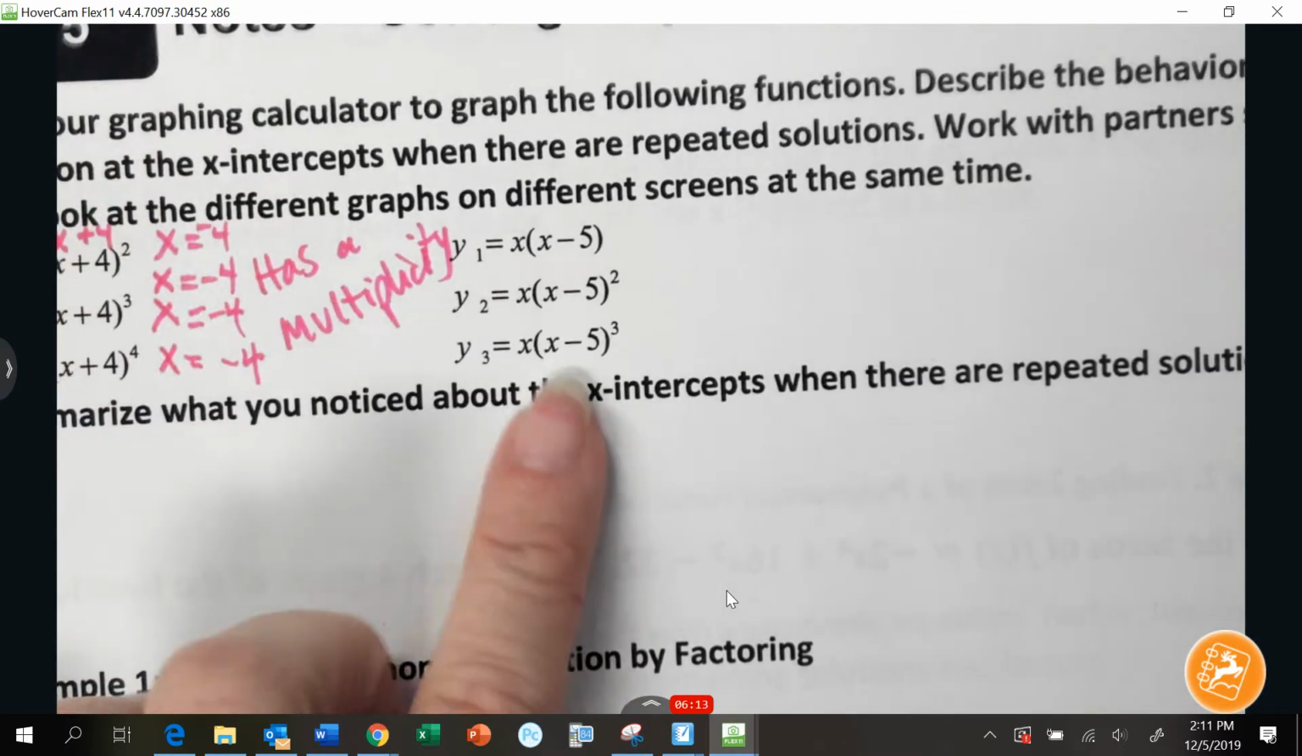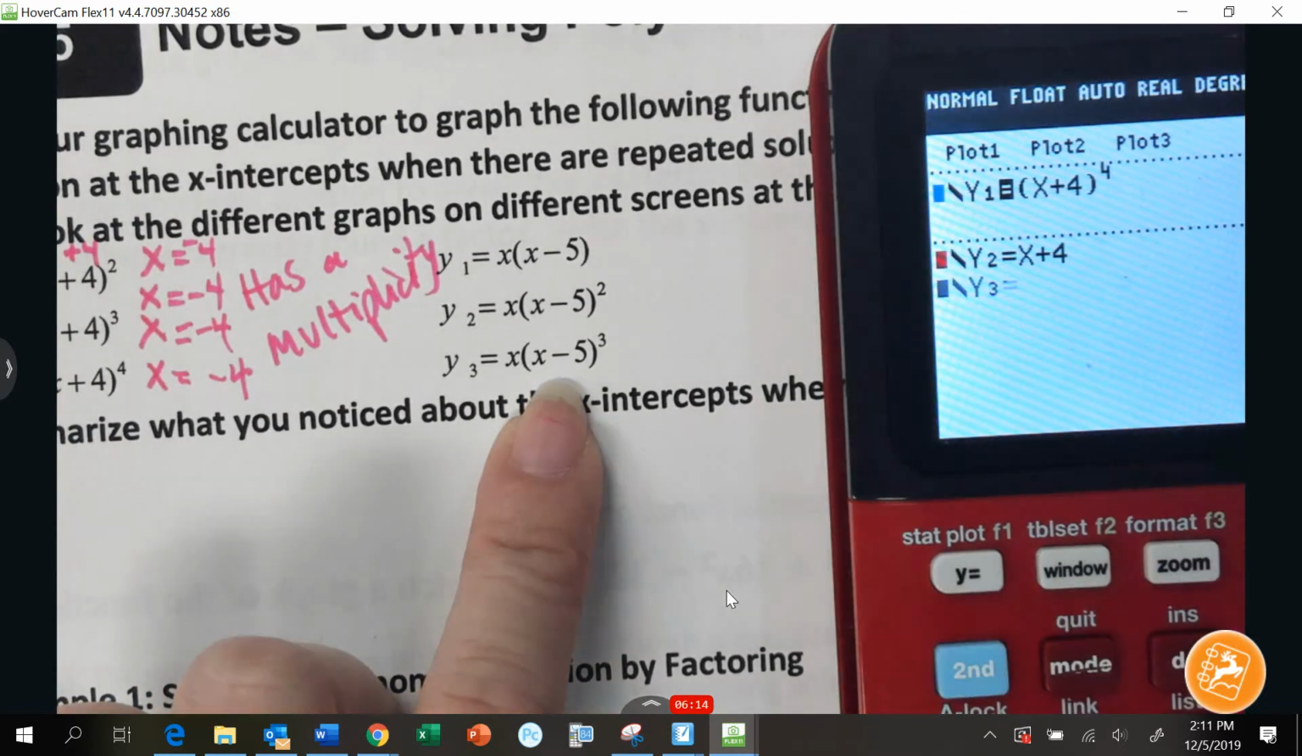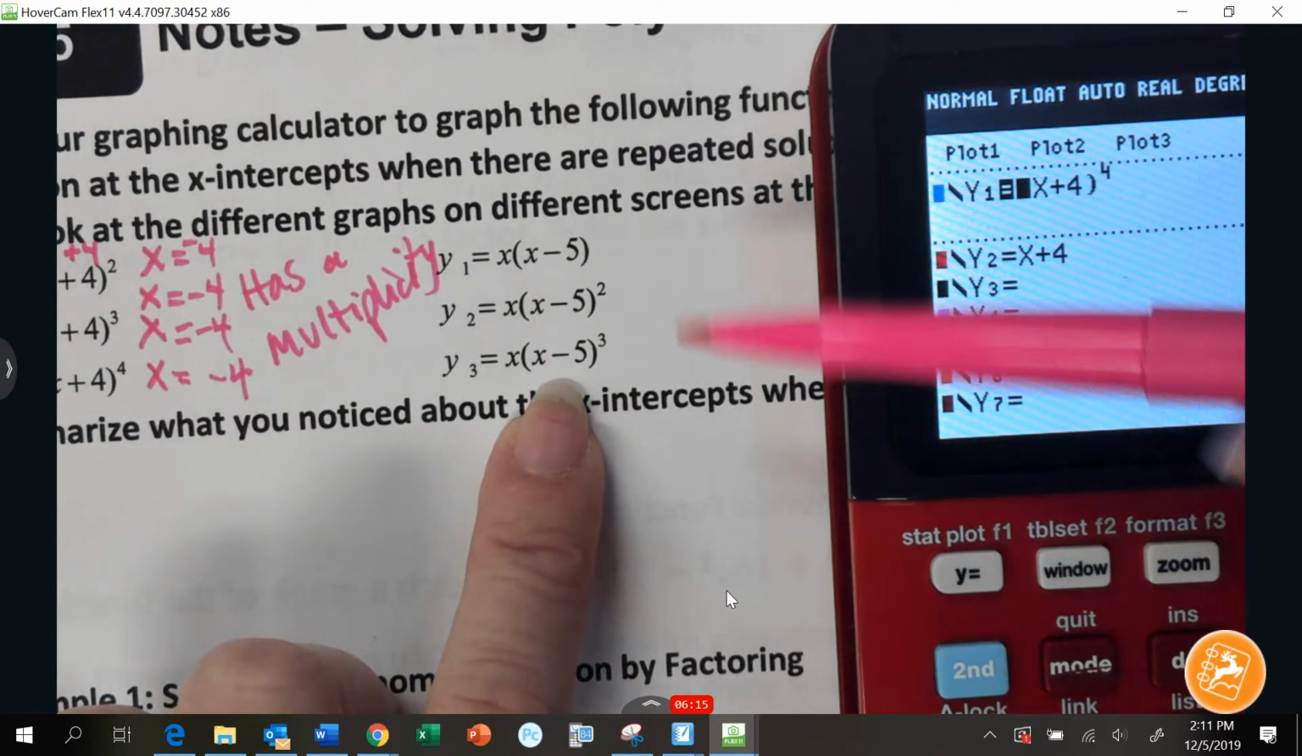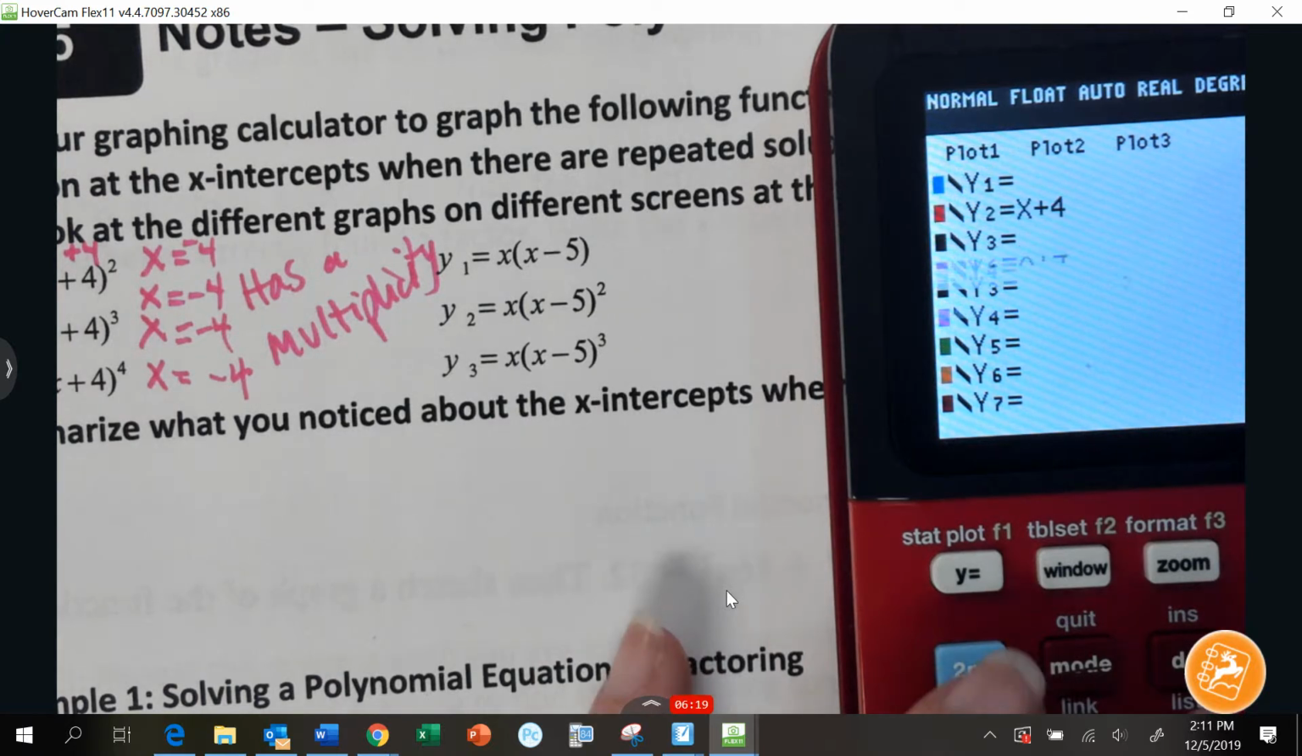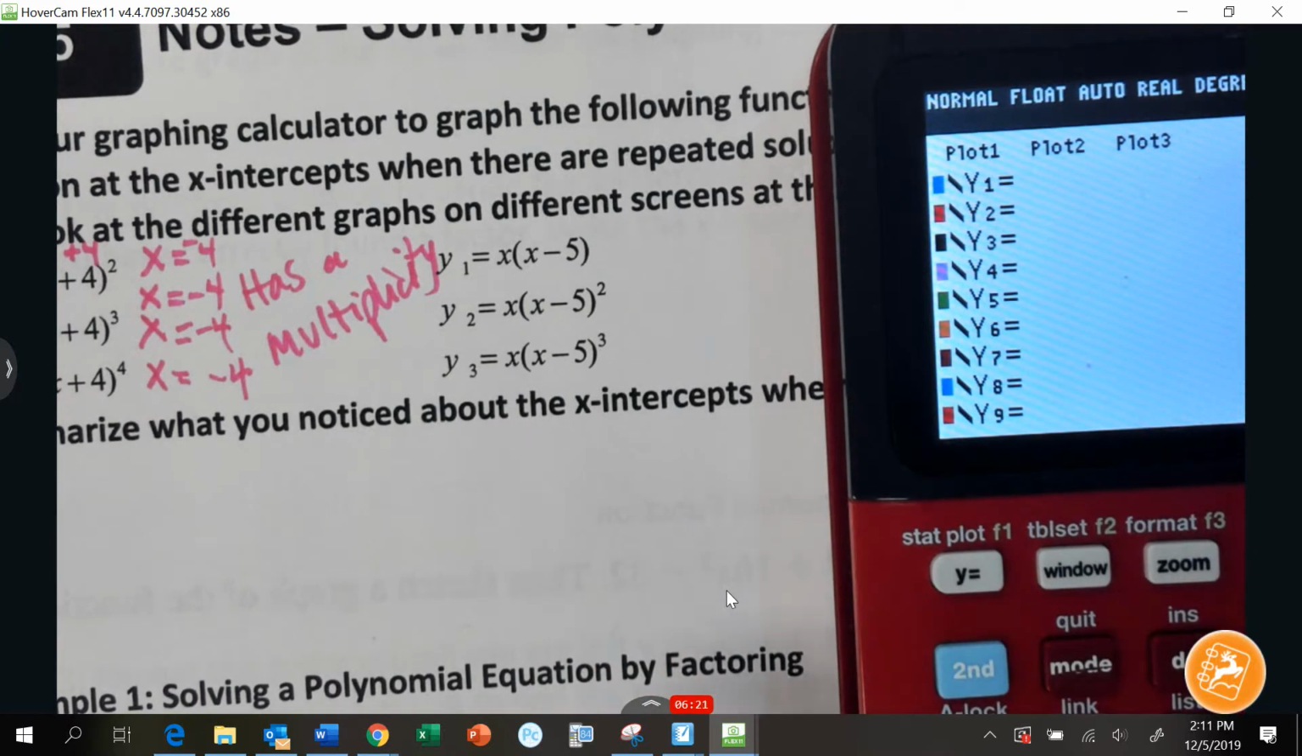Okay? So now we're going to try it different. This one has more than one x-intercept, so it's going to look a little different. So I'll type in x parenthesis x plus 5, minus 5. Yep. I caught it.